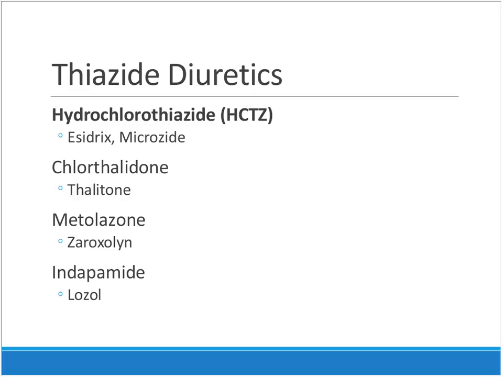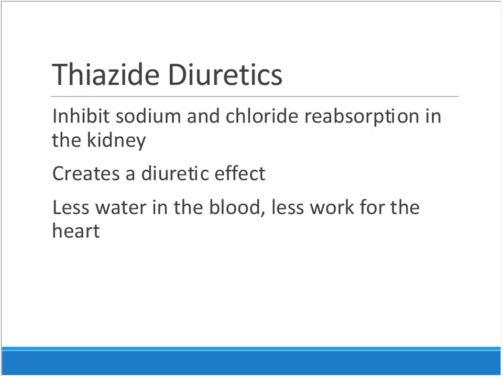But hydrochlorothiazide, we commonly refer to as HCTZ because hydrochlorothiazide is an absolute mouthful, is the most common of the thiazide diuretics. Now, thiazide diuretics inhibit sodium and chloride reabsorption in the kidney. So the kidney is constantly trying to recycle sodium, chloride, potassium, many of the other electrolytes from being excreted into the urine. The thiazide diuretics prevent this from happening. So because sodium and chloride are osmotically active, since they are not being reabsorbed by the kidney, they're going to pull water along with them.